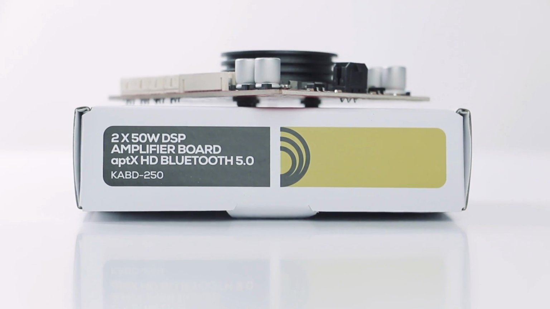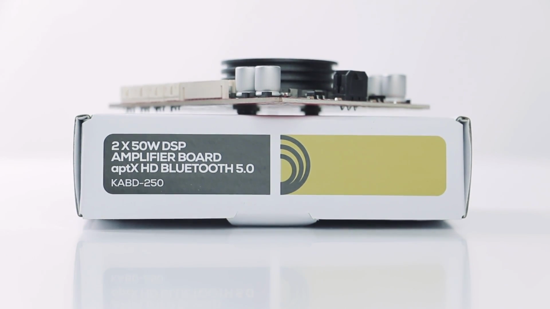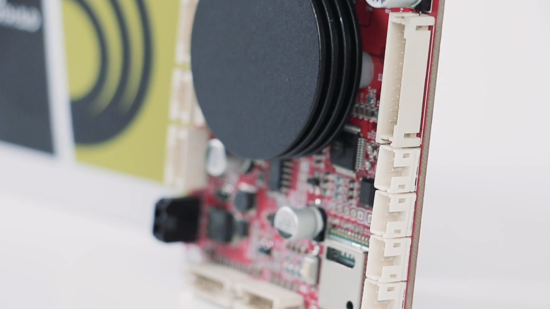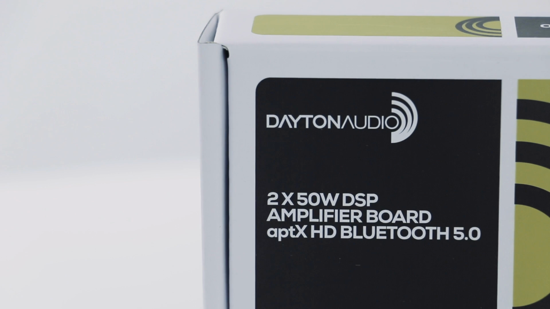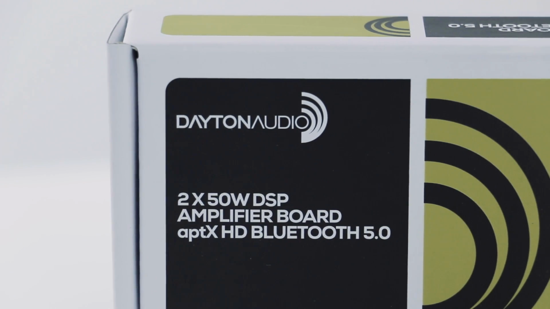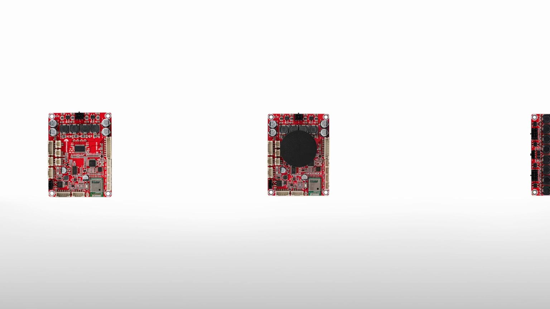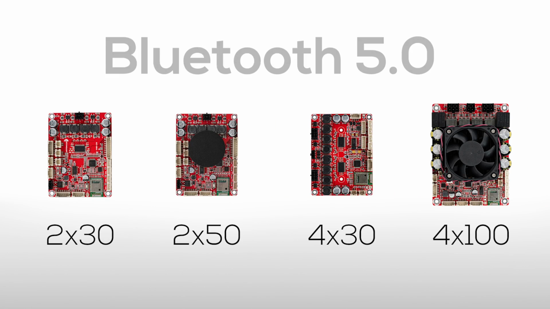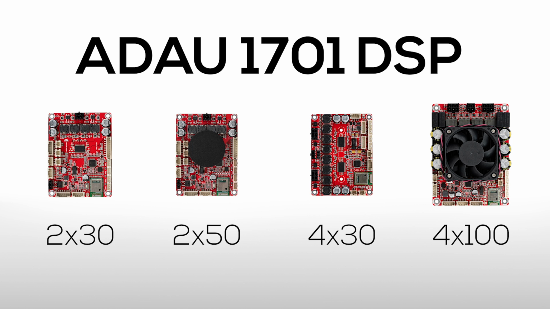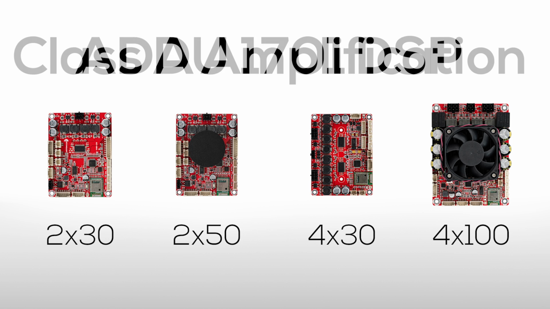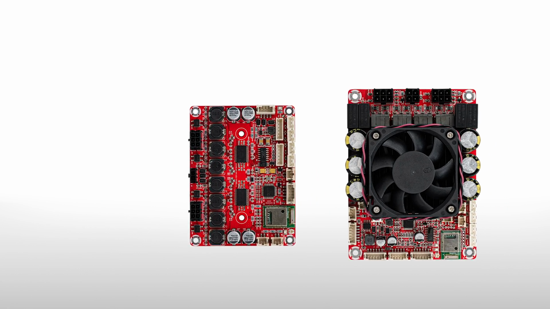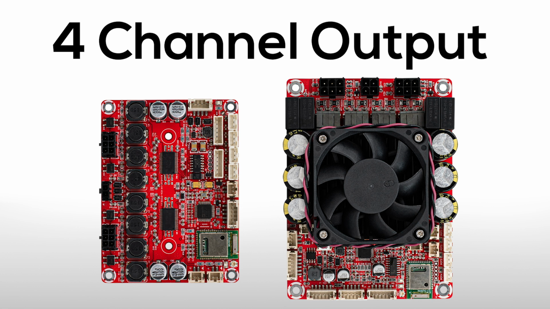The KABD series expands on this success with a massive emphasis on customization and professional features without sacrifice of the ease of use or form factor that makes Dayton Audio amplifier boards so beloved. First of all, there are four versions, which all include Bluetooth 5.0 with aptX HD streaming, an ADAU1701 DSP module, and powerful but efficient Class D amplification. However, two of these amps include four-channel output.